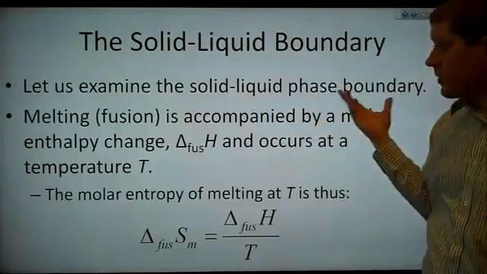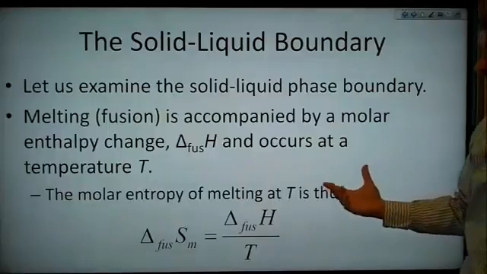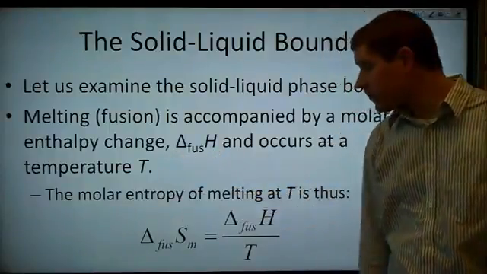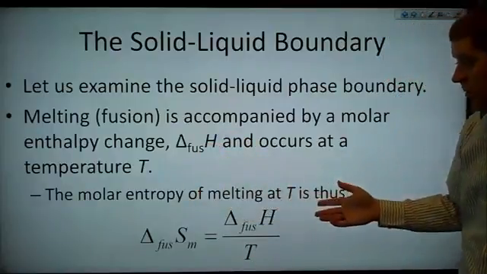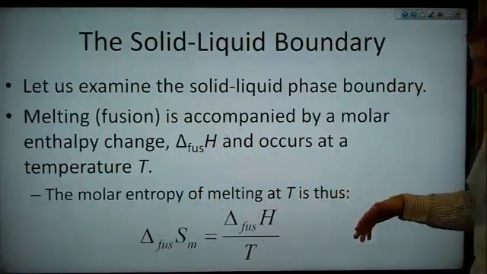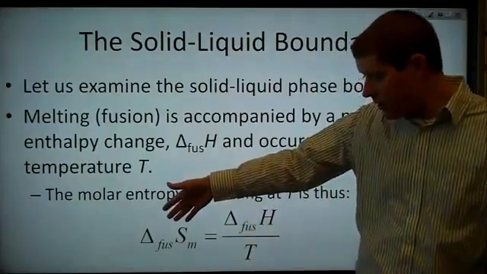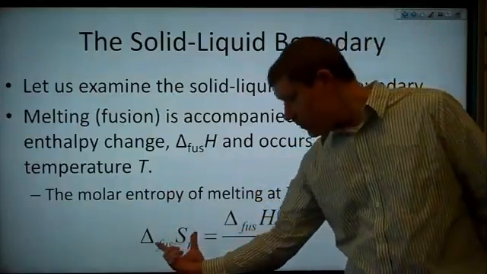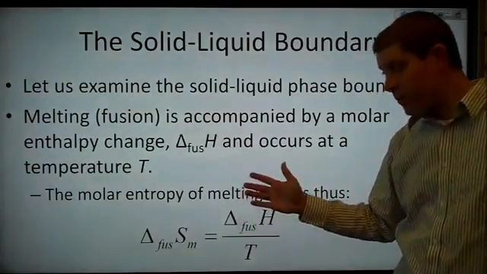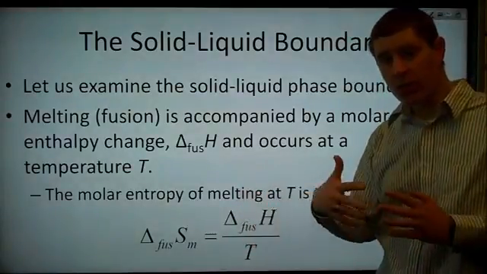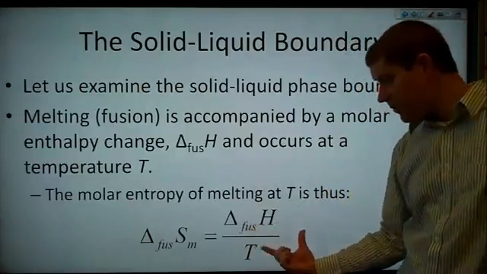So let's look at the solid-liquid phase boundary. Melting or fusion is accompanied by a molar enthalpy change, delta H of fusion, and it occurs at some temperature T. Now the molar entropy of melting at this temperature T is thus given by this. So we have the molar entropy of fusion. That's the molar change in entropy for the melting process, which is equal to the enthalpy of fusion divided by temperature.